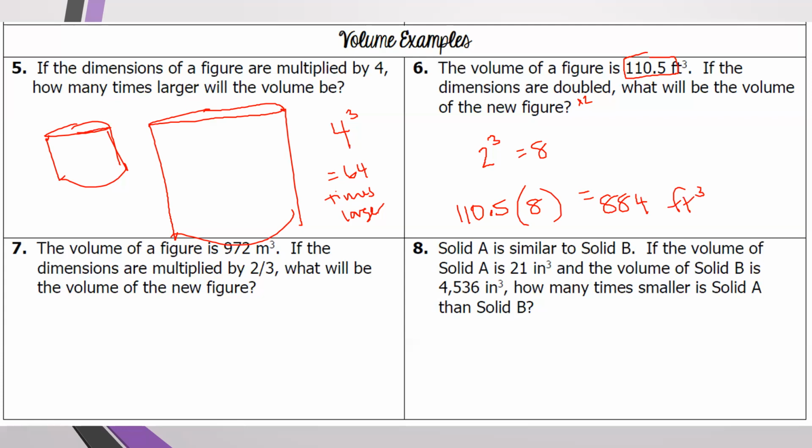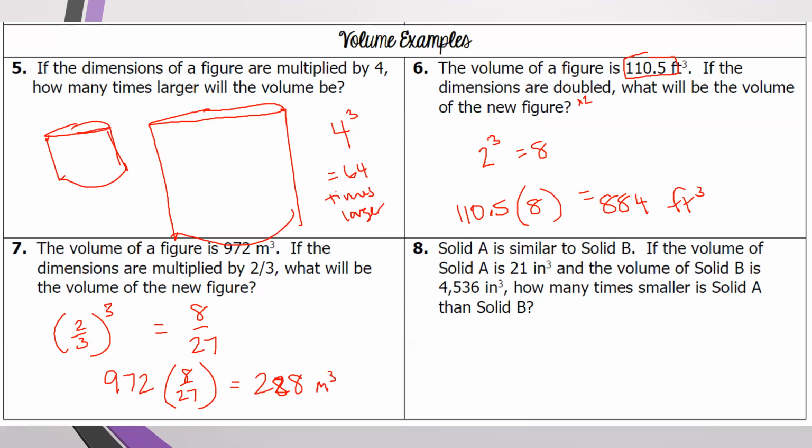All right, let's see. At number 7, the volume of a figure starts at 972, and then the dimensions are multiplied by 2/3. So we need to know what's going to be the new volume. Okay, well, that means we're going to take that number that we're multiplying it by, and we're dealing with volume, so we cube it. So that becomes 8/27. So take the original volume and figure out what happens when I multiply it by that 8/27. So the volume after multiplying the dimensions by 2/3 is 288, and the units are meters cubed.